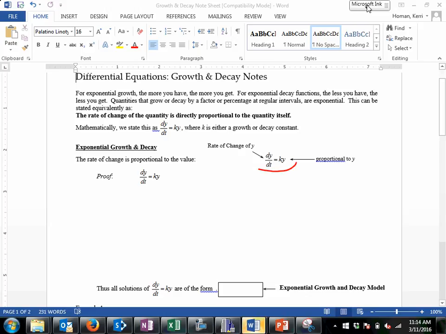So here we go. Is the rate of change directly proportional to the quantity itself? So we have y, and y is changing over time. So the rate of change is directly proportional to itself. dy/dt equals ky. Does that look at all familiar to what we did yesterday? It looks like a rate of change.